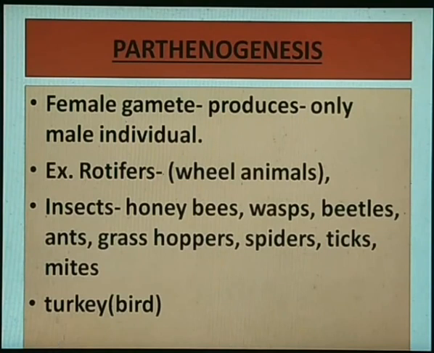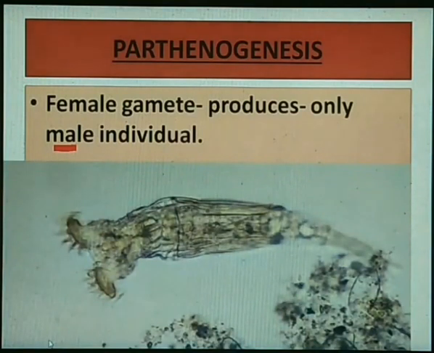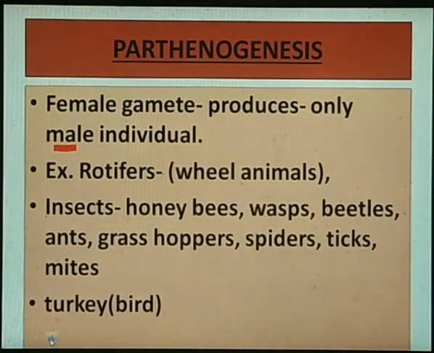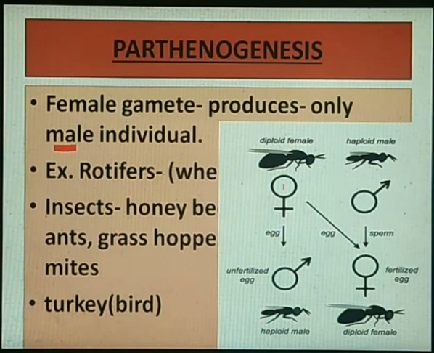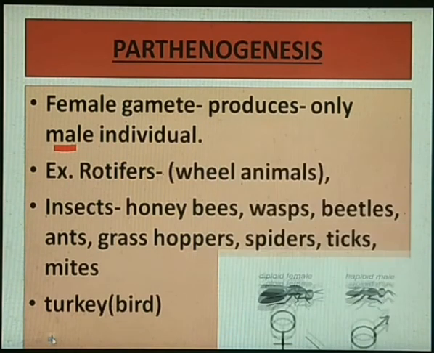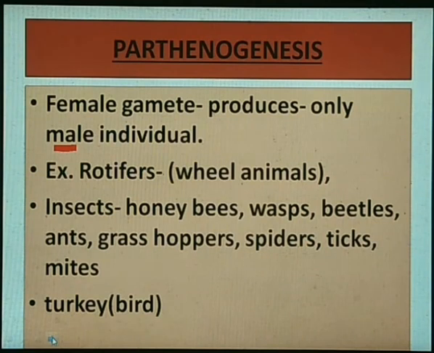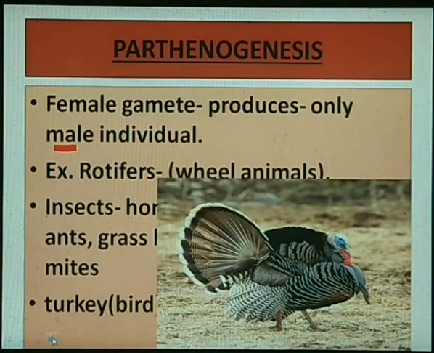We also call this development of an individual monoparental, since only one parent is involved here. So during parthenogenesis, female gamete can produce only males, such as rotifers, the wheel animals. They are called so because they have wheel-like structures. Then in honeybees and wasps, we see that the egg formed from the diploid female will undergo parthenogenesis and give rise to haploid males. And also we see it in other insects too. In birds, in turkey, we see such type of development of an individual.